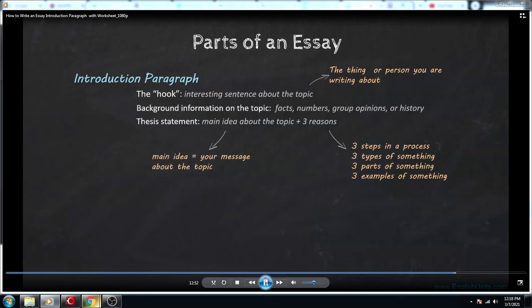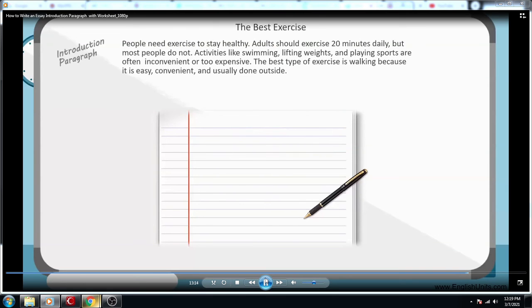So now we've talked about all parts of an introduction paragraph of an essay, including the hook, background information, and thesis statement. Let's go ahead and look at all these parts together in the essay that we'll study in this video. So remember that you start with the prompt or the question from the teacher, which is, what is the best exercise? Write an essay that explains your answer. So to answer that prompt, we have begun our essay with this introduction paragraph and title. The title is The Best Exercise, and in our introduction paragraph, first we need the hook, which tells why the topic is important. Our hook is, people need exercise to stay healthy.